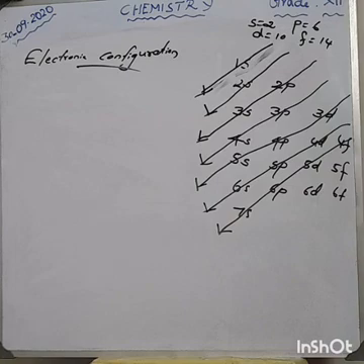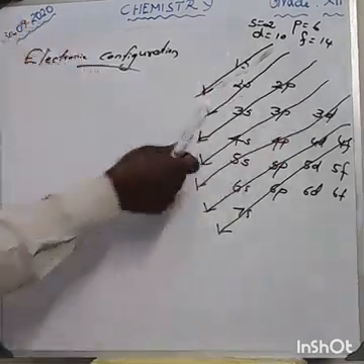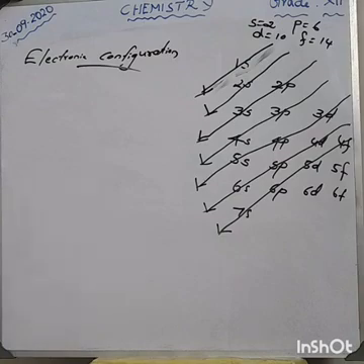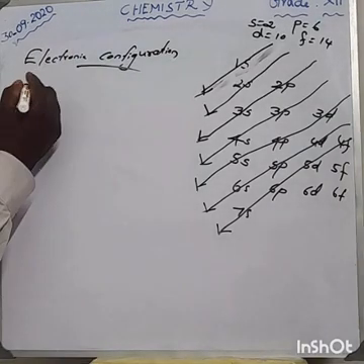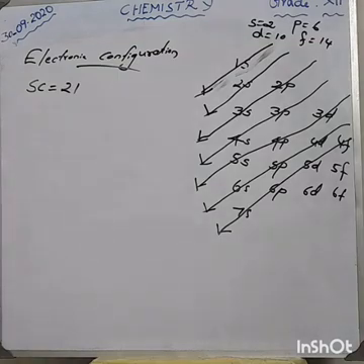According to the Aufbau principle, the electron first fills the 4s orbital before the 3d orbital. We can check this with the first element, scandium. What is the atomic number of scandium? It is 21.